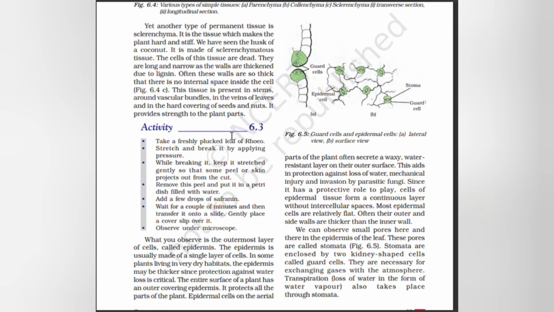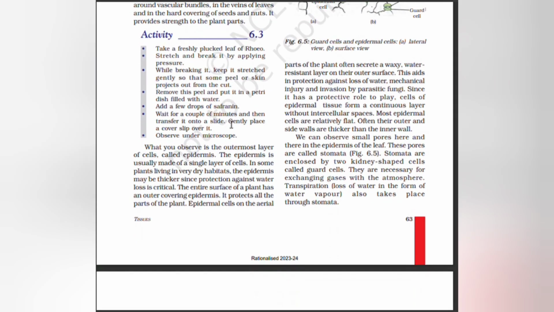This tissue is present in stems around vascular bundles, in the veins of leaves, and in the hard covering of seeds and nuts. It provides strength to the plant parts.